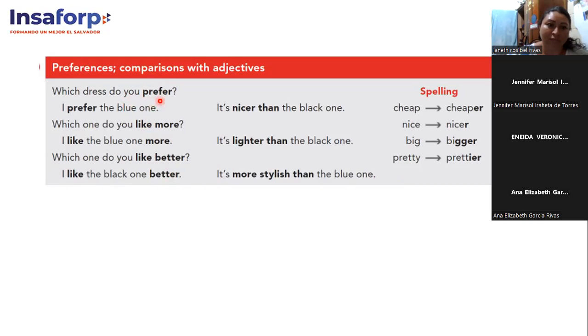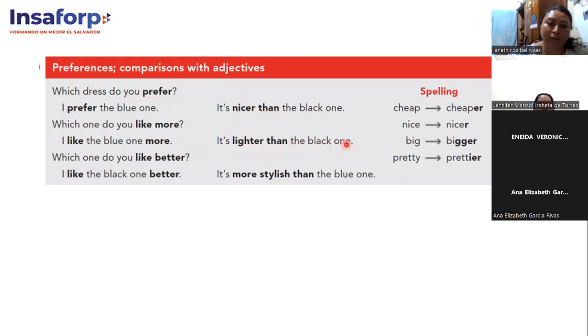Which dress do you prefer? I prefer the blue one. It's nicer than the black one. Excellent. Thank you. Alejandro? Which one do you like more? I like the blue one more. It's lighter than the black one. Thank you. Good job. And Janet, proceed. I like the black one better. It's more stylish than the blue one. And the question?